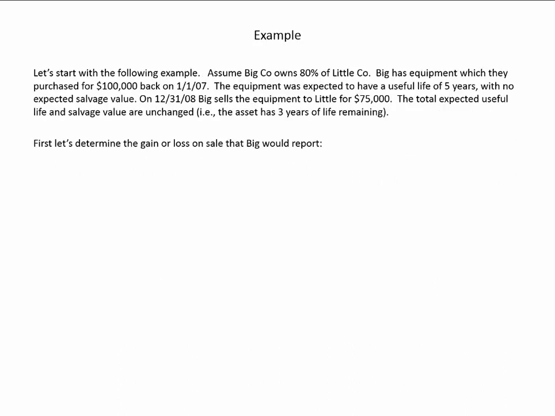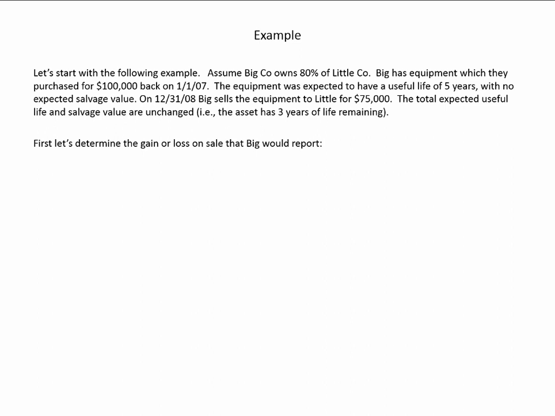Let's assume that Big Company owns 80% of Little Company and that Big Company has equipment which they purchased for $100,000 back on January 1st, 2007. The equipment was expected to have a useful life of 5 years with no salvage value. We'll assume straight line depreciation, so basically it's going to be $20,000 per year as depreciation expense. And then 2 years into their ownership of the asset, they sell the equipment to Little for $75,000. And let's assume that the total expected useful life and salvage value are unchanged. In other words, the asset still has 3 years of expected life remaining.